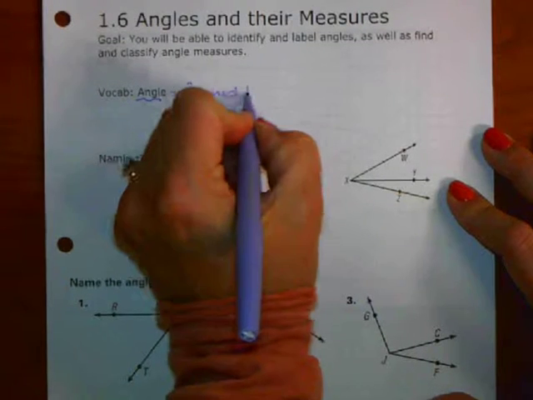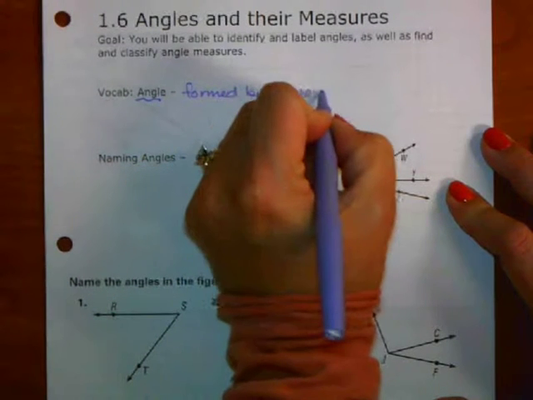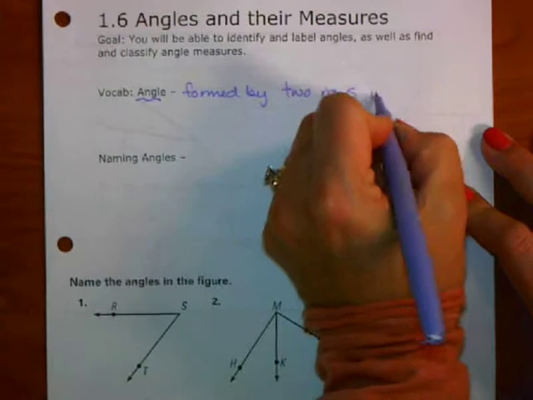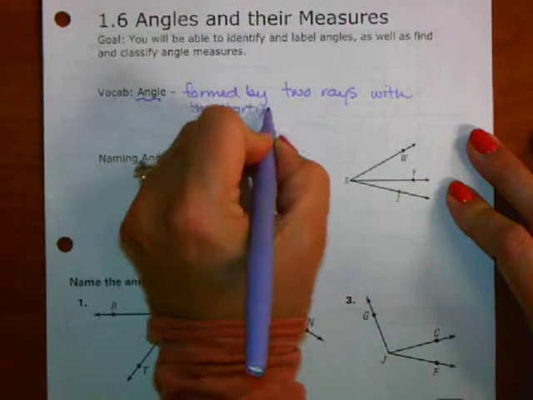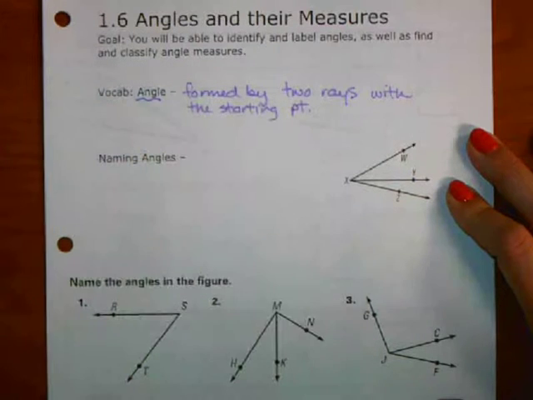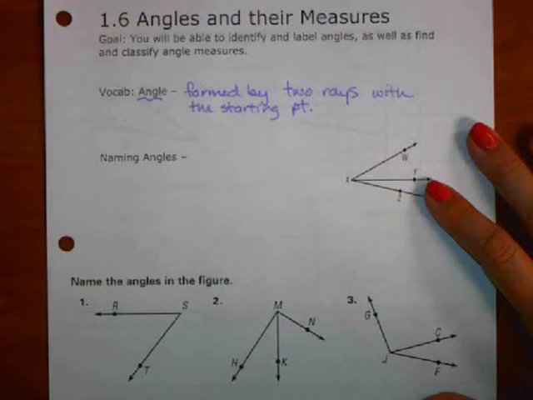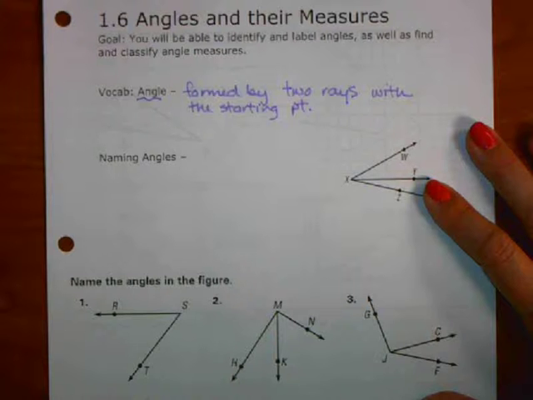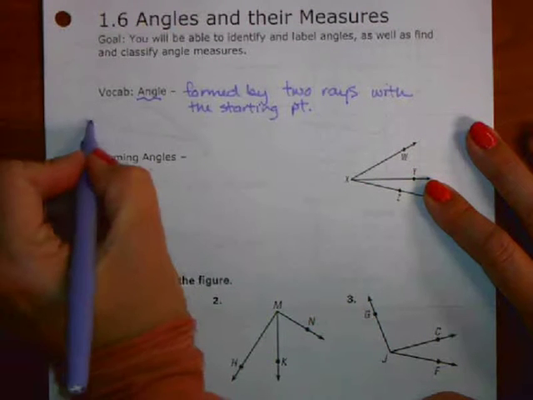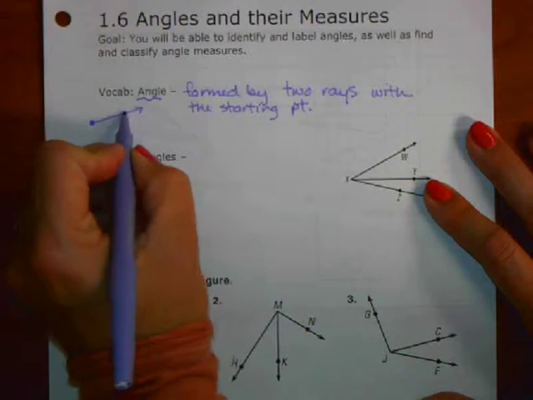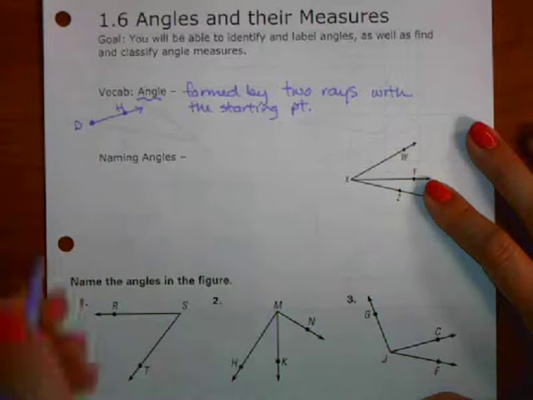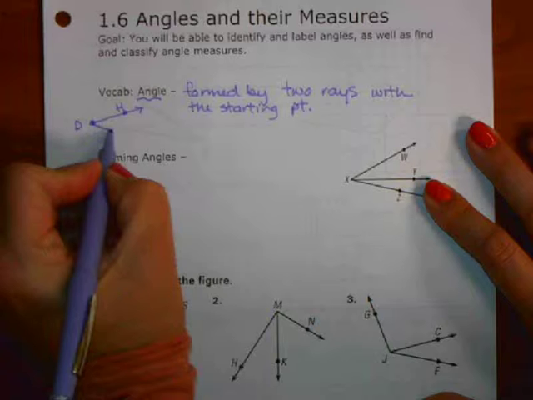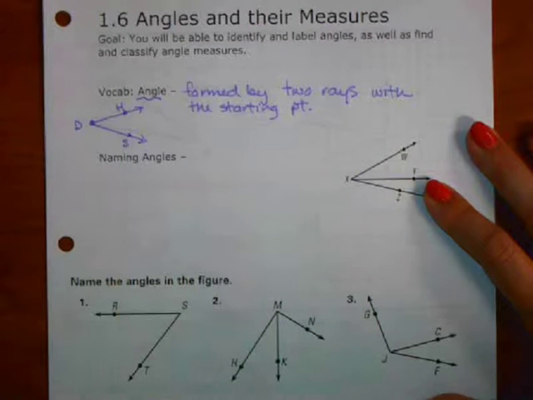An angle is formed by two rays with the same starting point. So if I have a ray like this, DH, and then I have another ray coming off of D, I formed an angle. Two rays with the same starting point.